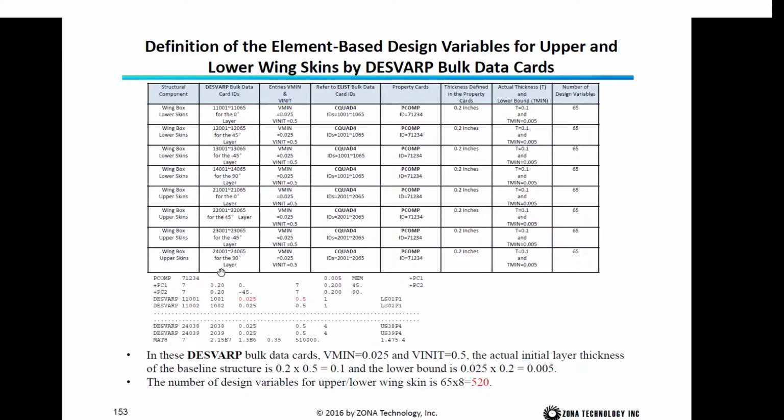So this is the Pickup card, which refers to all the sigma4, for which we define 4 layers: 0, plus 45, minus 45, and 90 degrees, with initial thickness 0.2 and minimum thickness 0.005. In the DESVARP, it refers to an element list, which lists out the element of the sigma4 as 1001, with a minimum thickness of 0.025. The initial thickness is 0.5.